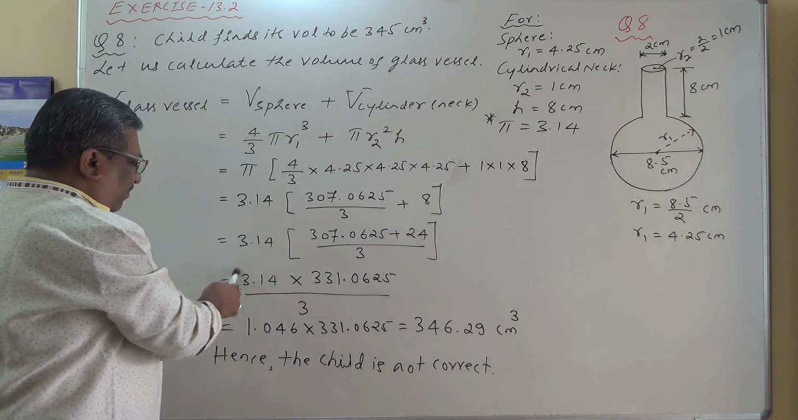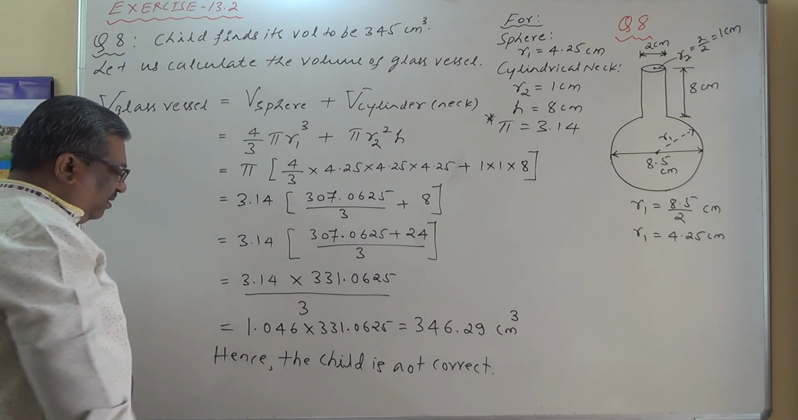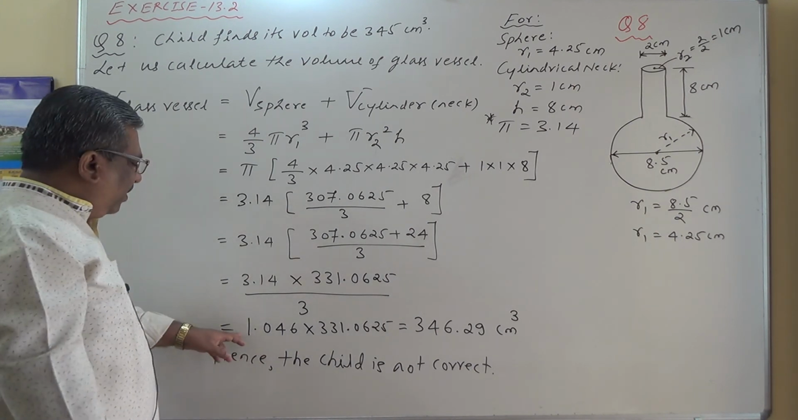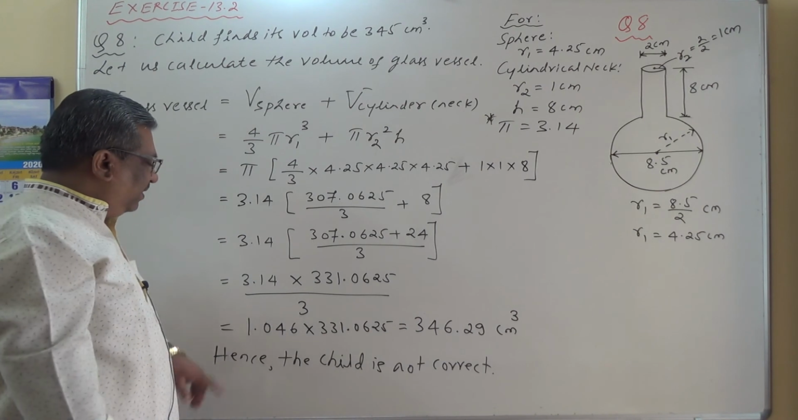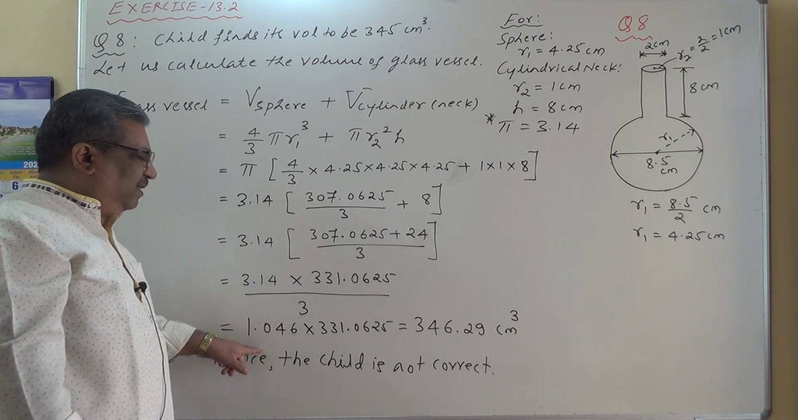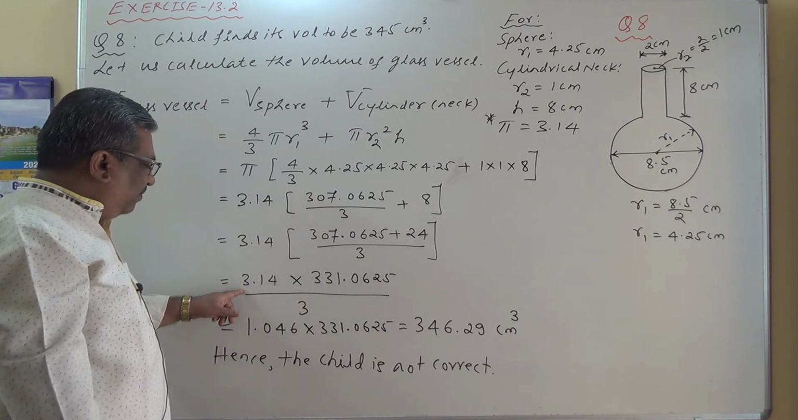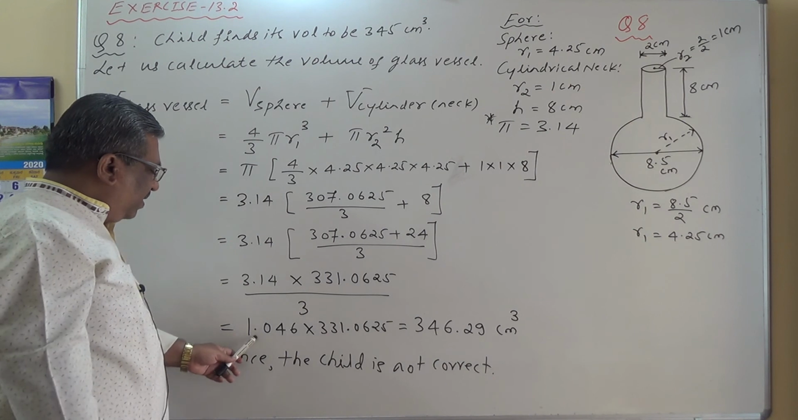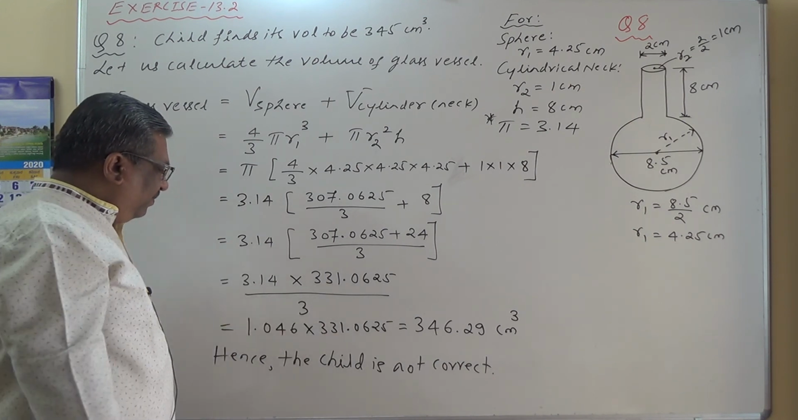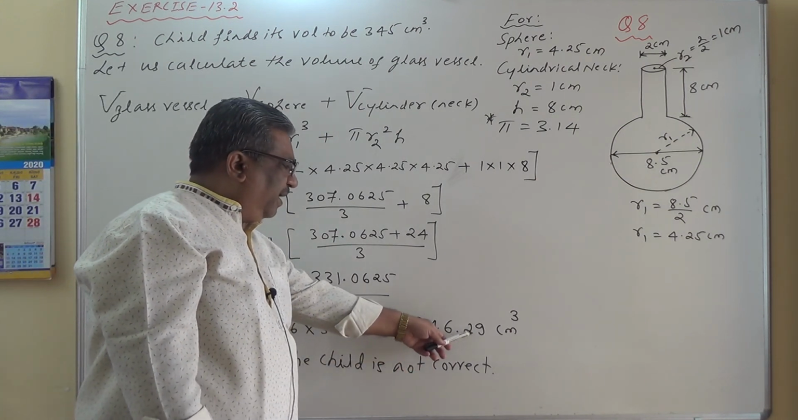Now I simplified this part here. 3.14 divided by 3 I have taken. Up to 3 decimal places should be quite enough. 1.046 we are getting. That is 3.14 divided by 3 I have done, as it is easier to do compared to this one. And therefore I divided 3.14 by 3 to get 1.046 into 331.0625. That gives me the volume as 346.29 cubic centimeter.